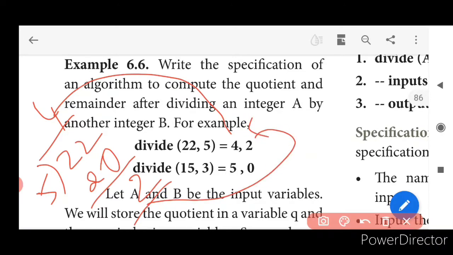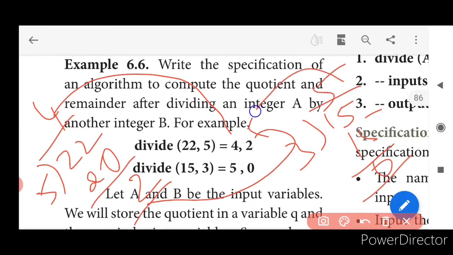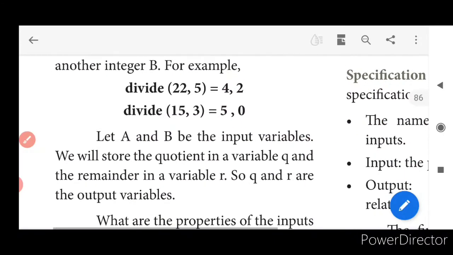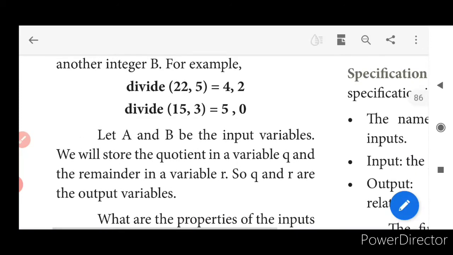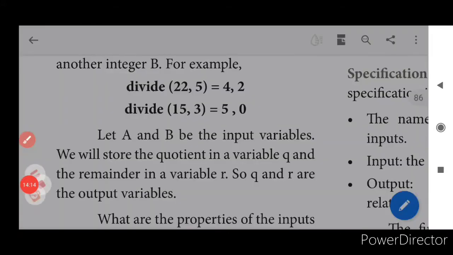The same is actually followed for 15, 3 also. 3 5s are 15. So, the remainder is 0. 5 is your quotient and 0 is your remainder. Let A and B be the input variables, we will store the quotient in a variable Q and the remainder in a variable R. Now, we are writing the algorithm for this. Fine. We are taking A and B as input variables. This is going to be A, this is going to be B, like that.